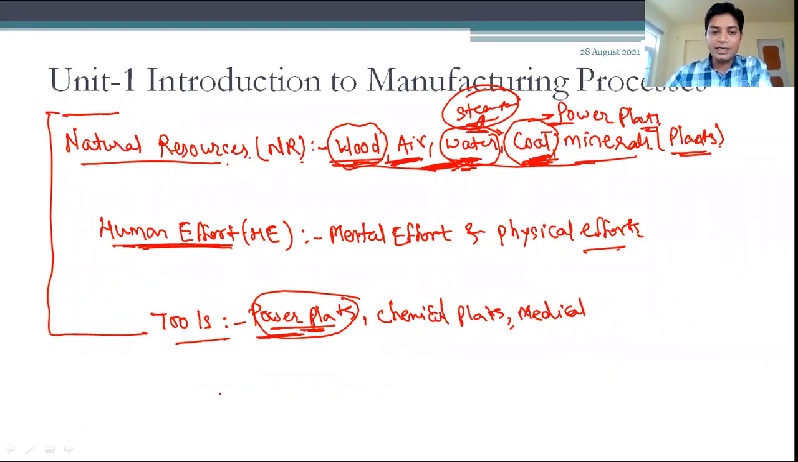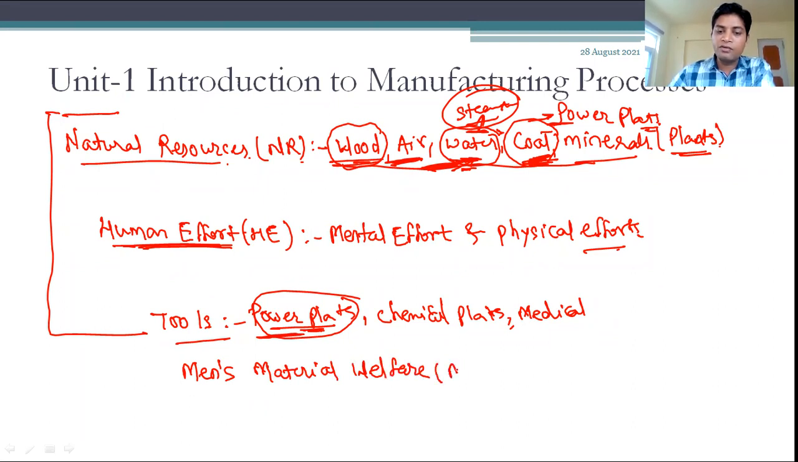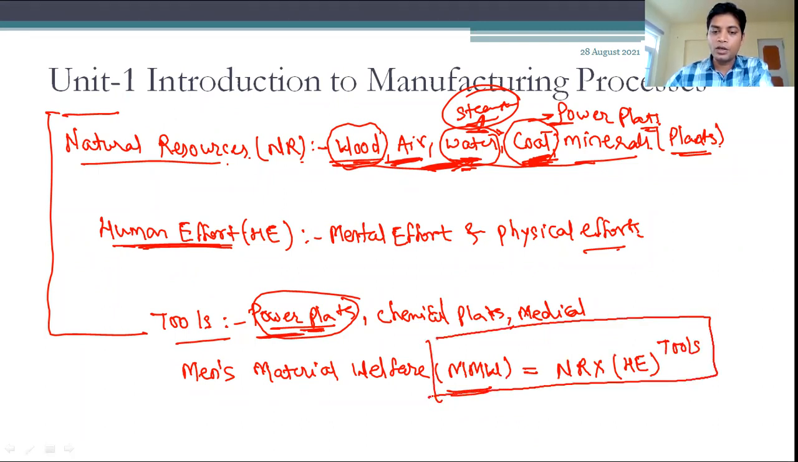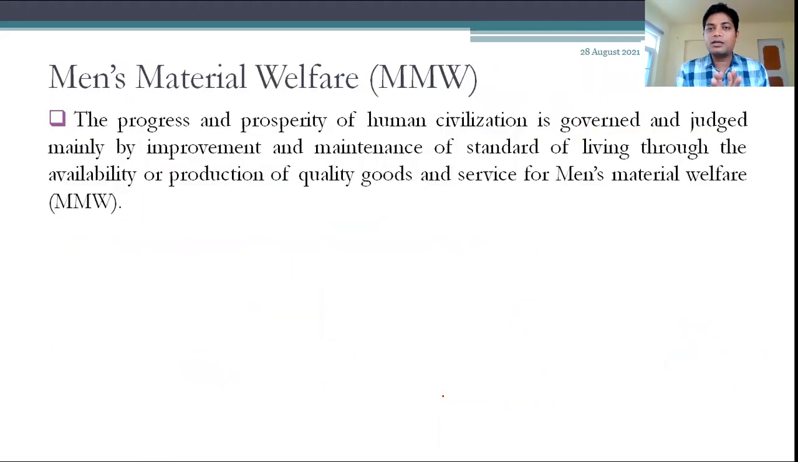So there is a term, that is men's material welfare. Guys, this is very, very important. Men's material welfare, in short we write it as MMW. Men's material welfare is defined as natural resources into human efforts raised to tools. This is the formula, guys, please remember this one. I'm taking a standard definition of it, and I'm briefing you along with that.